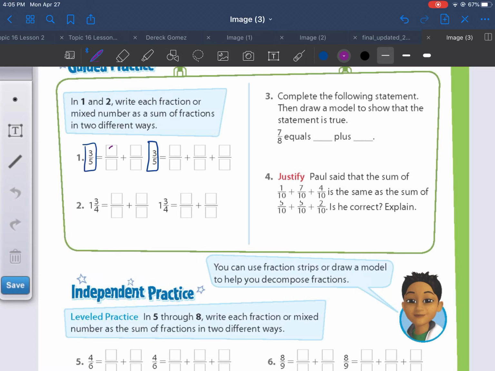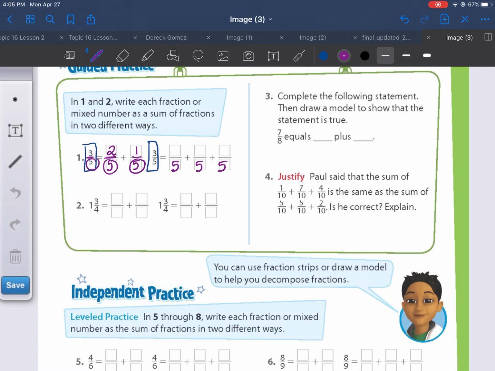So the first one says 3 out of 5. How can we break that apart? Well, we can say 2/5 plus 1/5. Remember that the denominator stays the same. The only thing I'm breaking apart is the 3, and I broke it apart into 2 and 1.